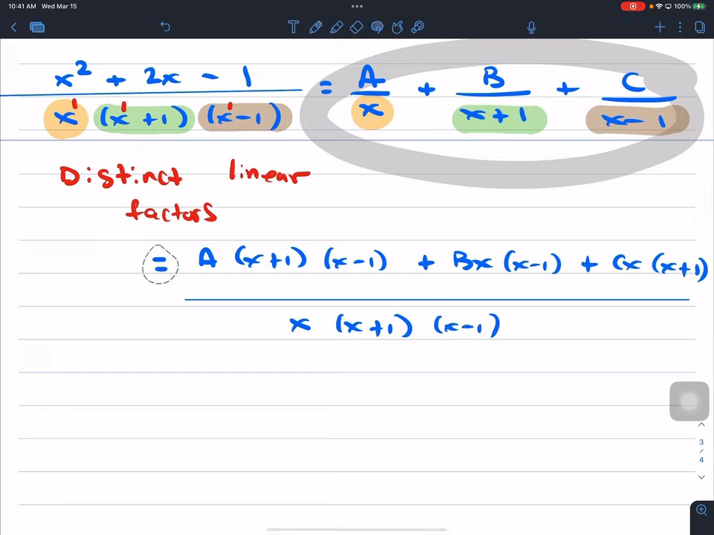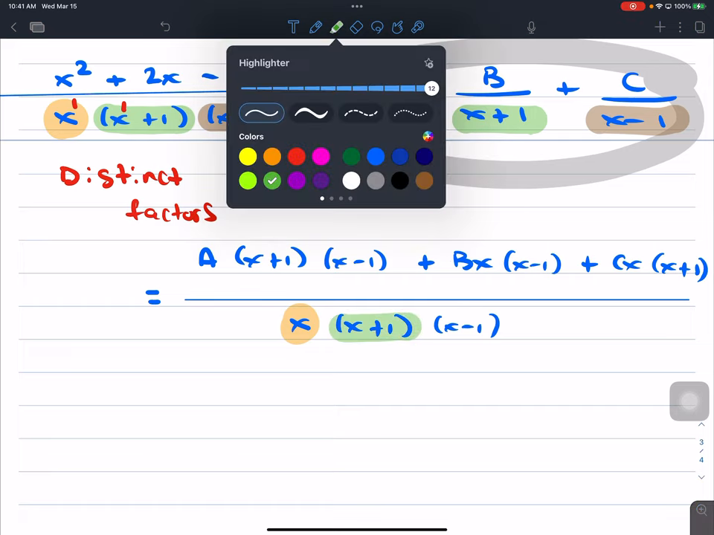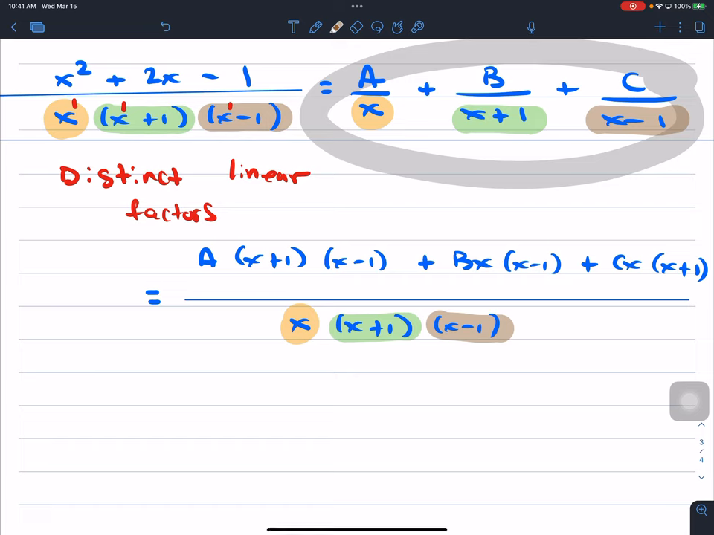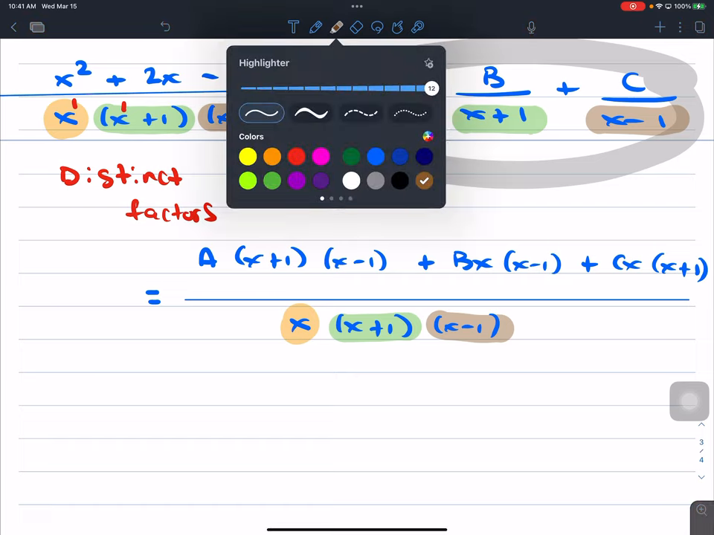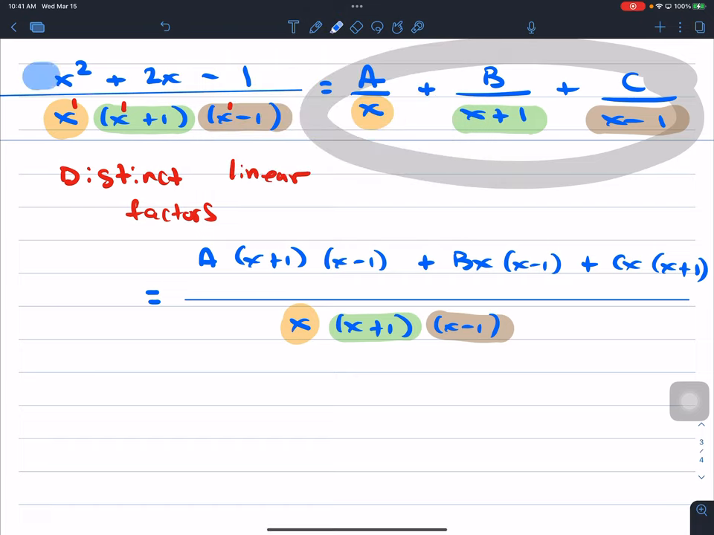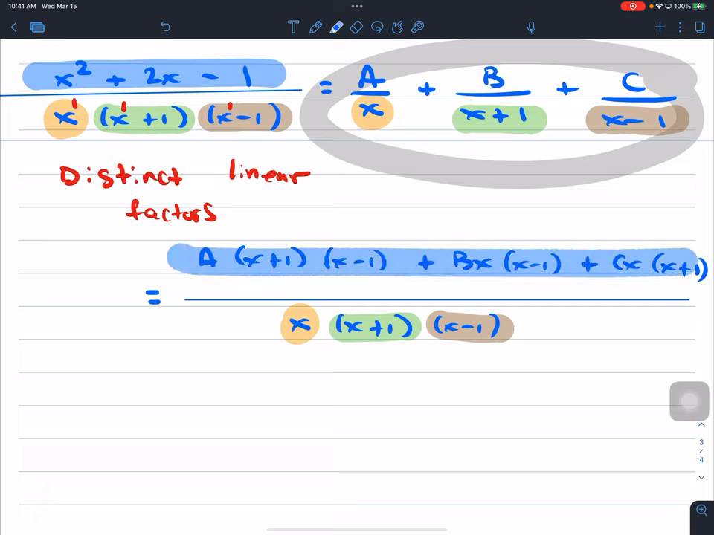And I put my equal sign over here. So again, notice here, x plus 1, x minus 1. I have fractions that are the same. What do you know about those numerators? Those numerators have to be what? Equal. Is that right?